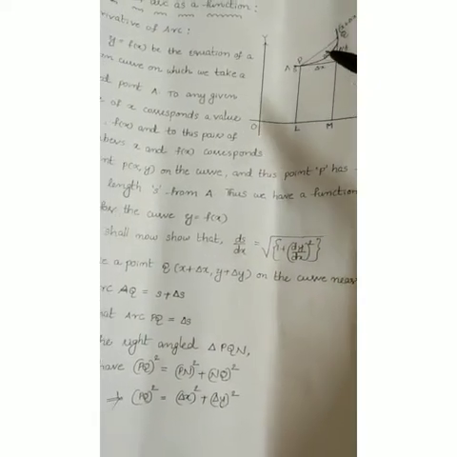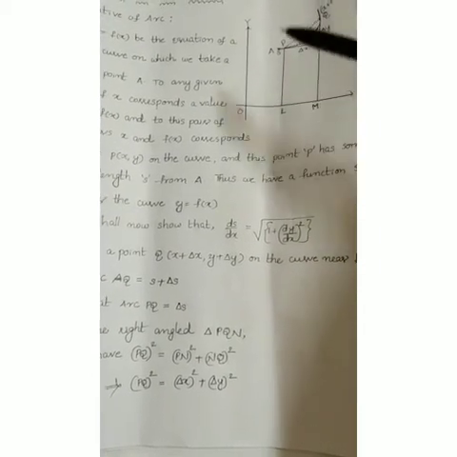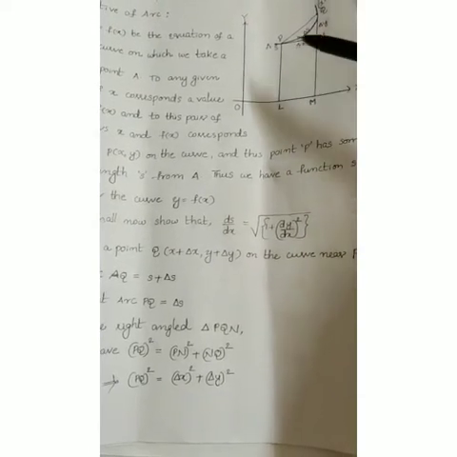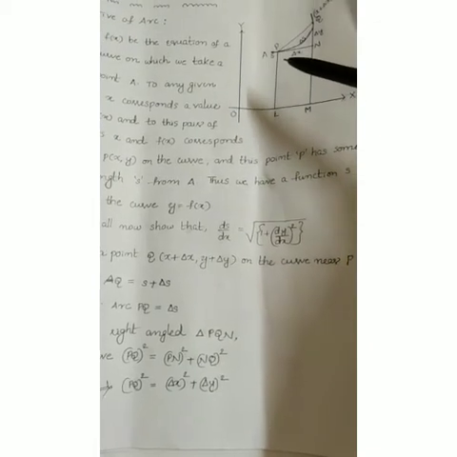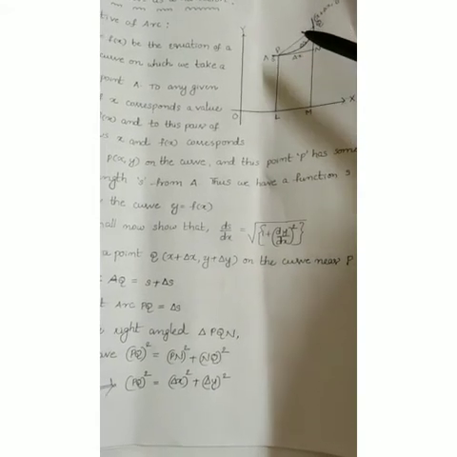Now from the right angle triangle PQN, by Pythagoras theorem, we can write PQ square equal to PN square plus NQ square. Here P to N distance is delta x and N to Q is delta y. Then PQ whole square is delta x square plus delta y whole square.